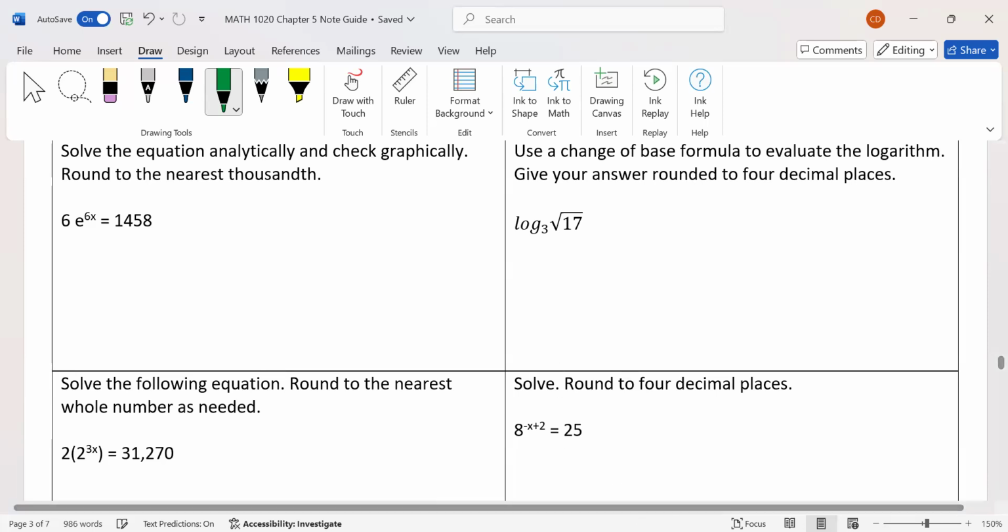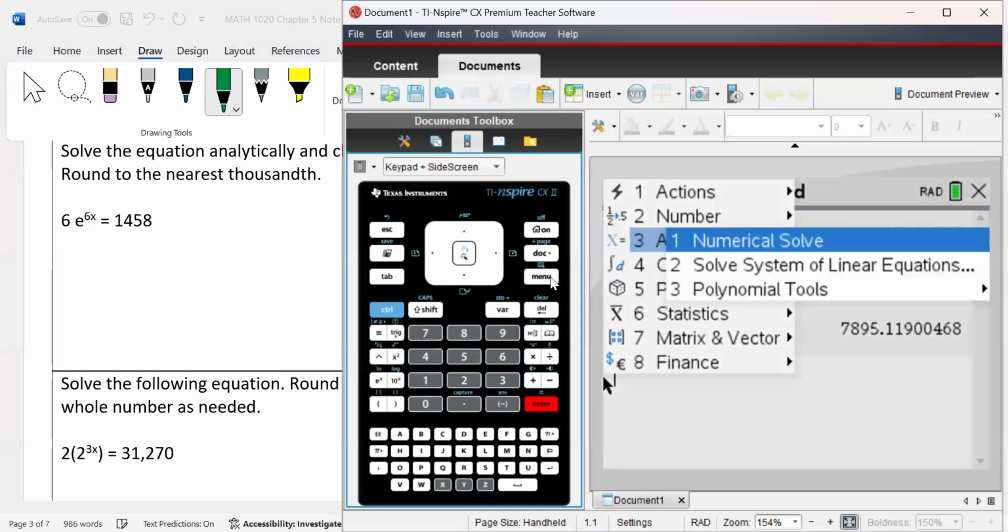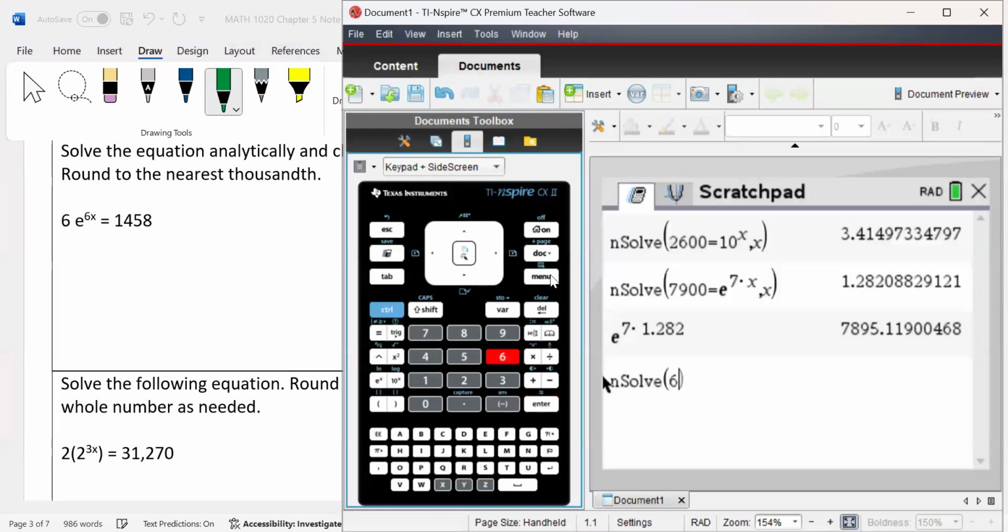So let's do this one. So menu, algebra, numerical solve. So don't forget to arrow down out of your exponent. Kind of double check everything. And the calculator does bold the E, which is fine. And there's thousand, so that's 3 decimal places, 0.916.